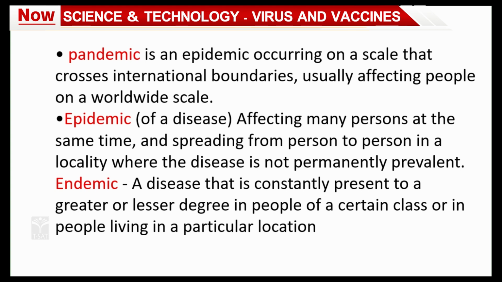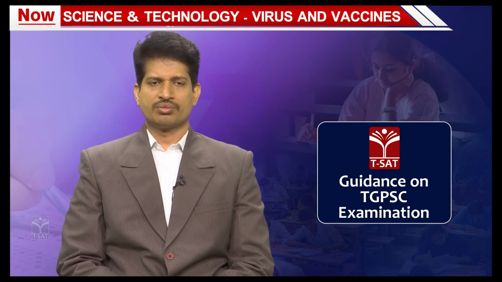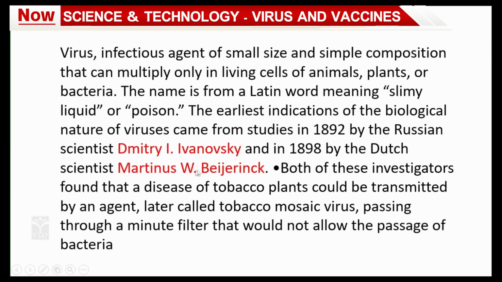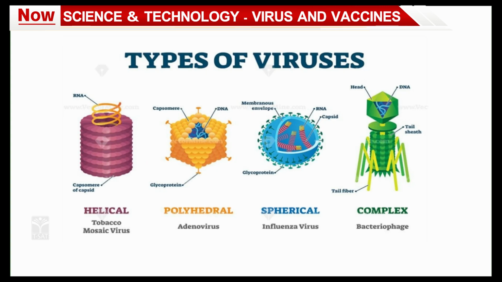So, this kind of difference we must be able to make to understand certain questions in this pandemic era, in terms of the difference between pandemic, epidemic and endemic. Viruses were first identified by Ivanovsky and Beijerinck. These were Russian scientists who first identified what a virus is. The first virus identified is the tobacco mosaic virus.